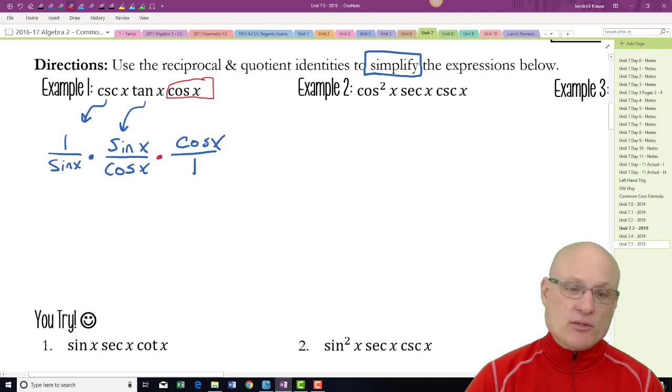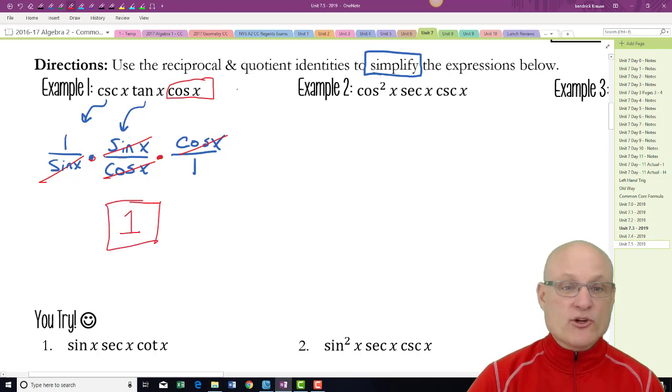And since everything's being multiplied, I can just cancel things. So this sine x cancels with this sine x, this cosine x cancels with this cosine x, and I'm just left with 1. This whole thing is 1. So no matter what angle you put in here, you're going to get 1.